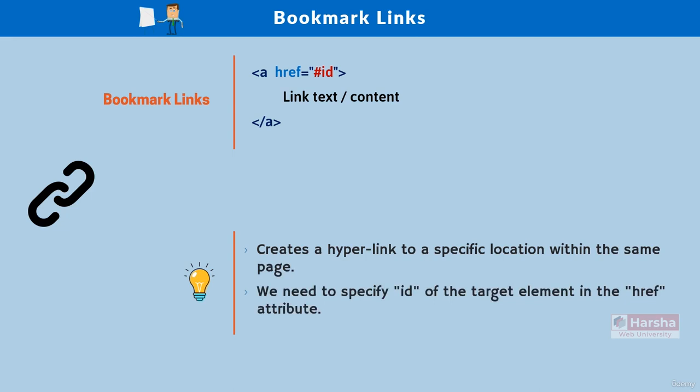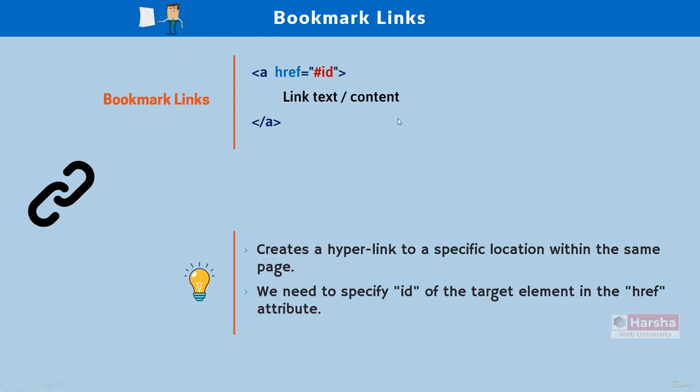In order to do so, you need to create an element with ID. The ID can be anything, and ID is the identification name. For example, we have created ID equal to ABC. And in the href attribute of the A tag, you need to mention hash and then the ID of the target element.